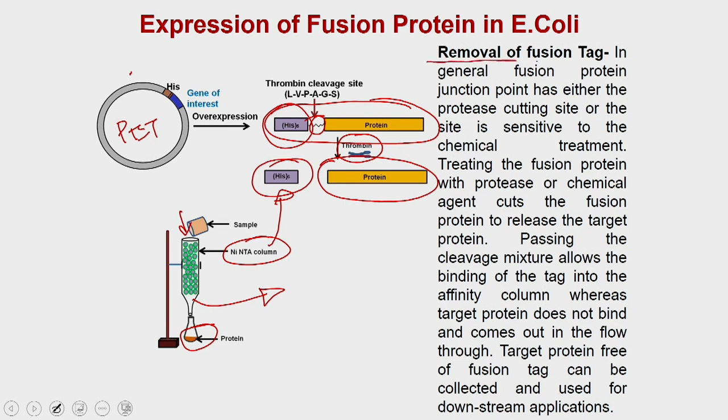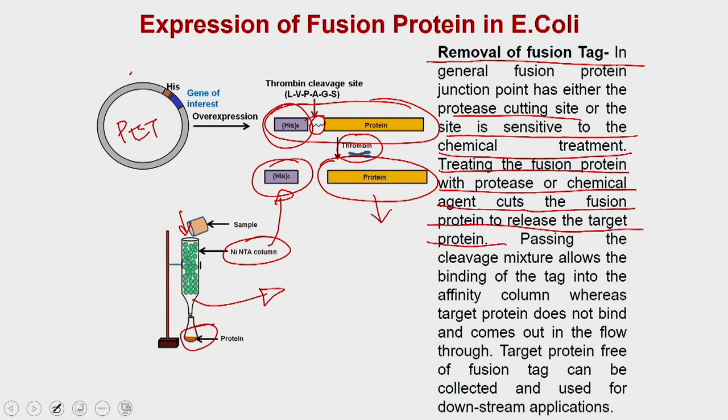So how to do the removal of the fusion tag? In most fusion tags you are going to have a protease cutting site, or a site that is sensitive to chemical treatment. So if you treat the fusion protein with a protease or chemical agent, that will cut the fusion protein to release the target protein. That is what is being done.